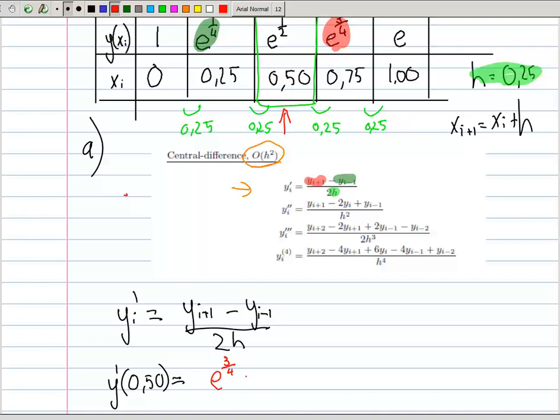And also because it's generally easier. So y to the 3 over 4 minus y i minus 1, which is going to be our dark green, which is e to the 1 over 4, divided by 2 times our h, which is pale green, which is 0.25. And it's pretty much as simple as that. You punch that into your calculator, and you get 1.6659 and so forth. It's going to be 595, etc., or rounded off to 595.